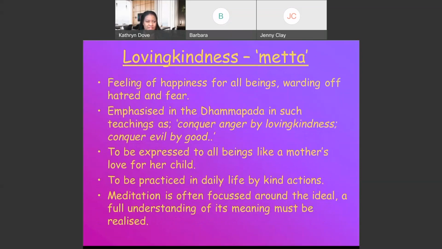Buddhists believe in loving kindness, which is a feeling of happiness for all human beings, warding off hatred and fear. Conquer anger by loving kindness. To be expressed to all beings like a mother's love for her child. Practice kindness every day by kind actions directed toward others.